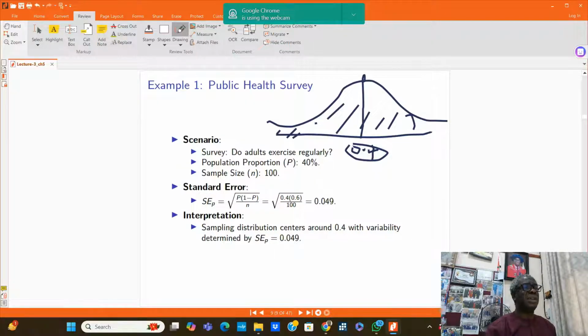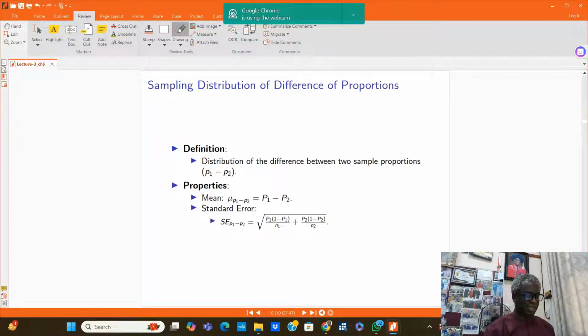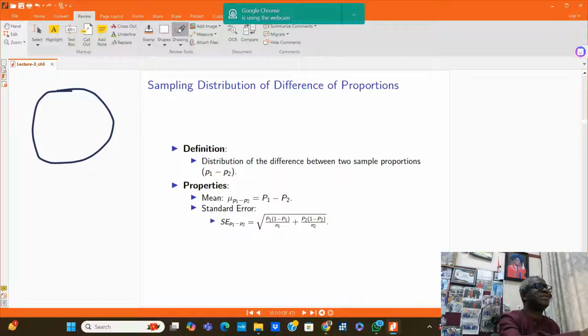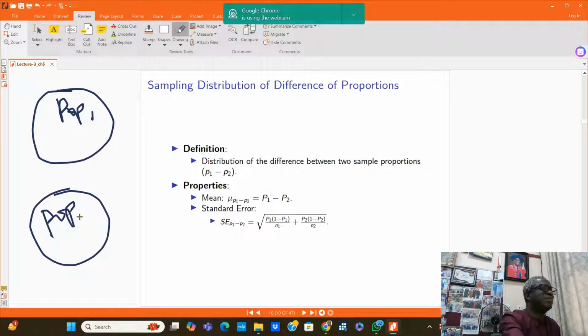So let's now look at the sampling distribution of the difference of proportions. This is a situation where you have maybe two different populations. Maybe this is population 1, pop 1, and you have another population, pop 2. Population 1 is a population that is different from population 2.